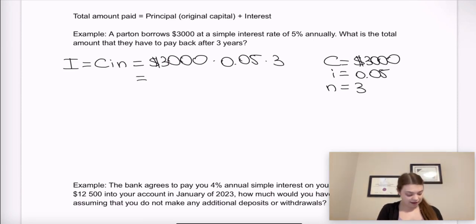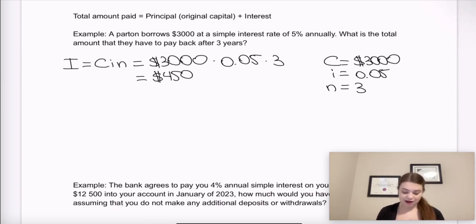So if I grab my calculator to figure out what that's going to be, 3,000 times 0.05 times 3 is $450. So therefore, the total amount of interest that this patron would have to pay is $450.